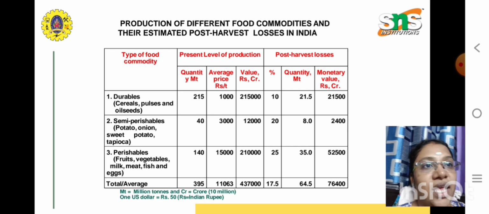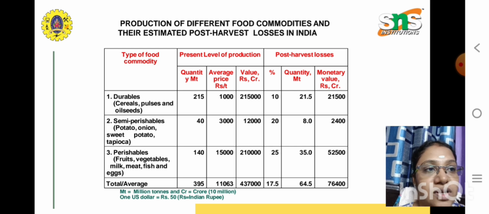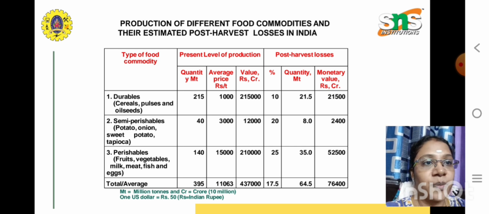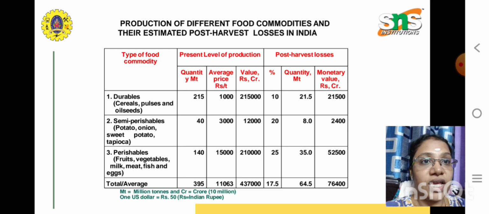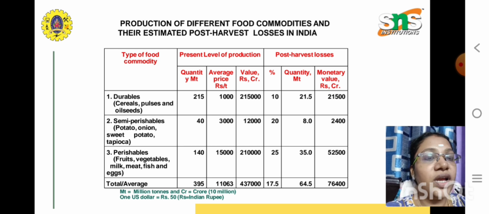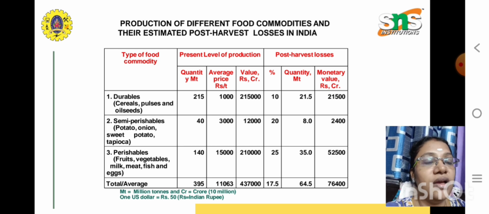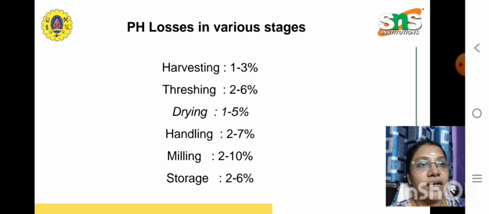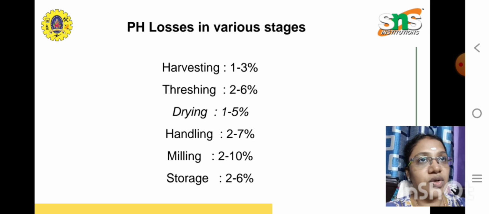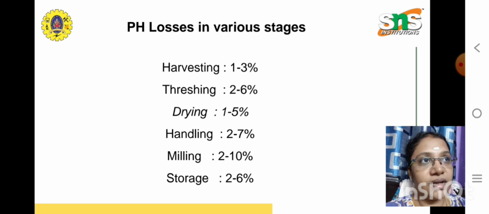So when we look into the post harvest losses that are occurring in India, durables are nothing but the maximum percentage of the quantity that is being produced every year. So it accounts to 215. So there is a 10 percentage of loss that is occurring in the durables itself. And we say that losses are occurring in terms of perishable or semi perishable or durable crops.